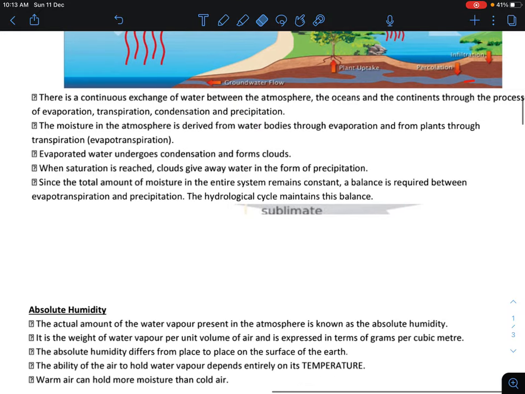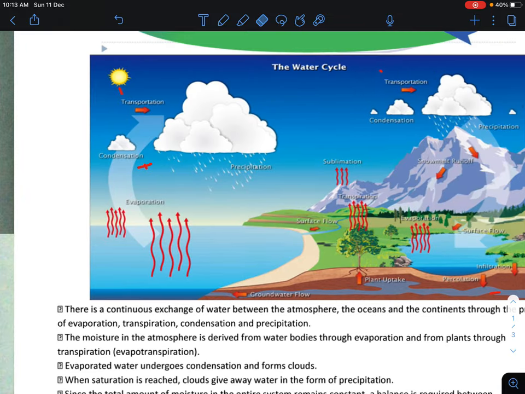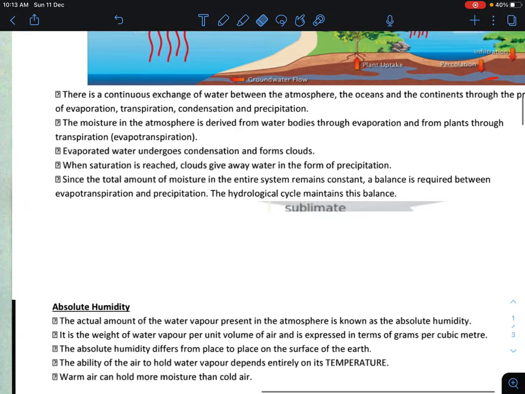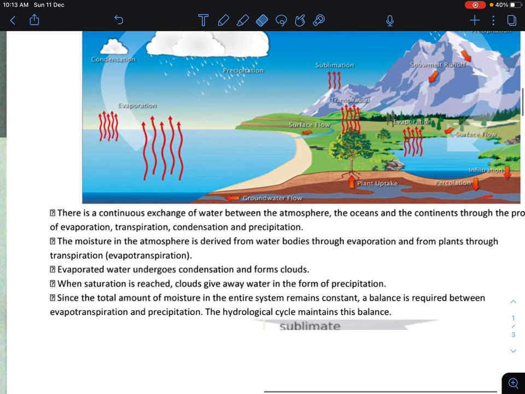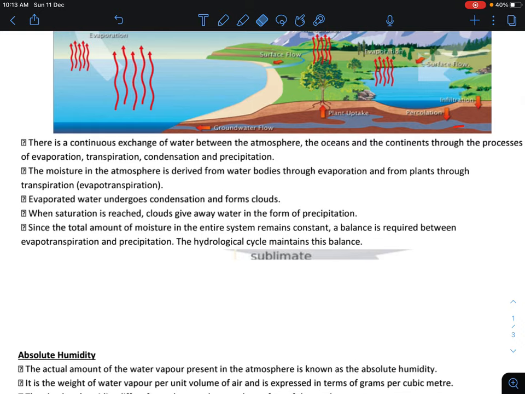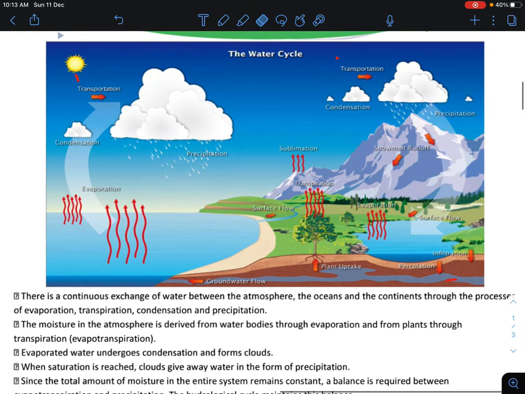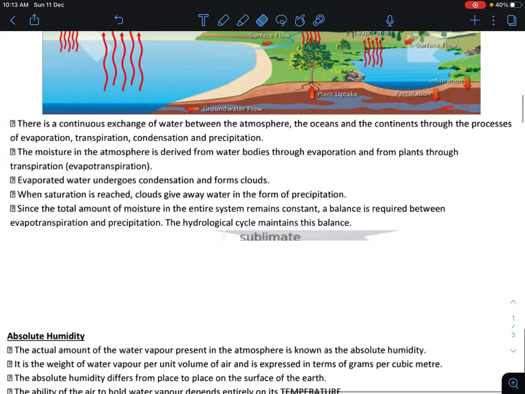Now, this evaporated water undergoes condensation and forms clouds. When saturation is reached, the cloud gives away the water in the form of precipitation. That means when saturation is reached, or when the cloud becomes heavy, it starts falling down, and this process is precipitation.